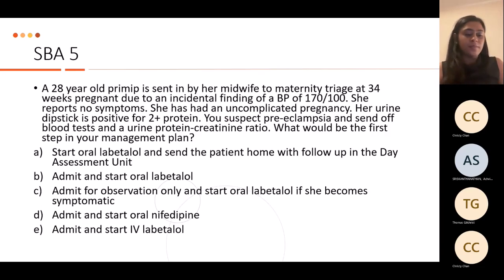We'll move on to the next one. So 28-year-old Primip sent in by her midwife to maternity triage at 34 weeks pregnant due to an incidental finding of a blood pressure of 170 over 100. She reports no symptoms. She's had an uncomplicated pregnancy so far. Her urine dipstick is positive for 2 pluses of protein. You suspect preeclampsia and you send off some blood tests and a urine protein creatinine ratio. What would be the first step in your management plan?